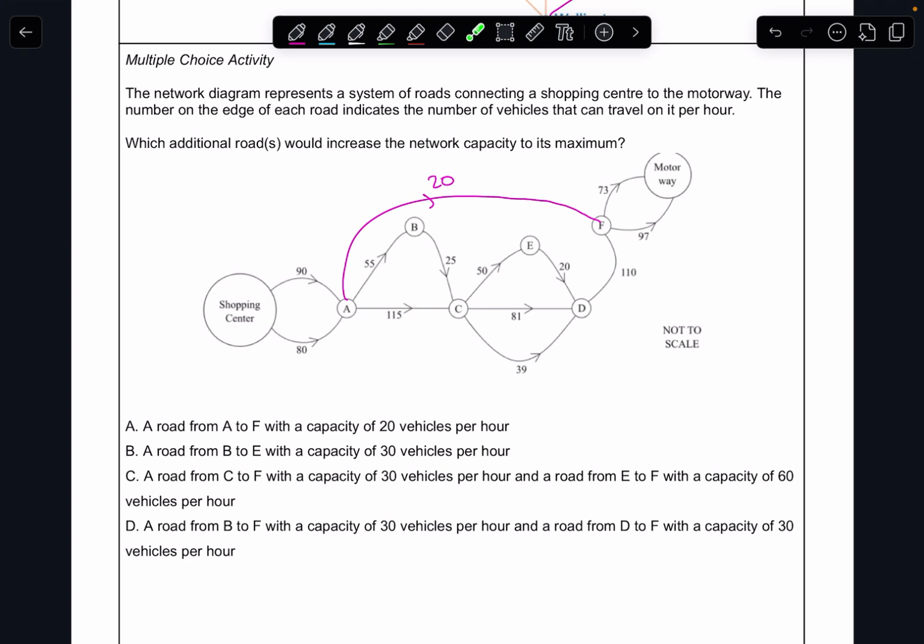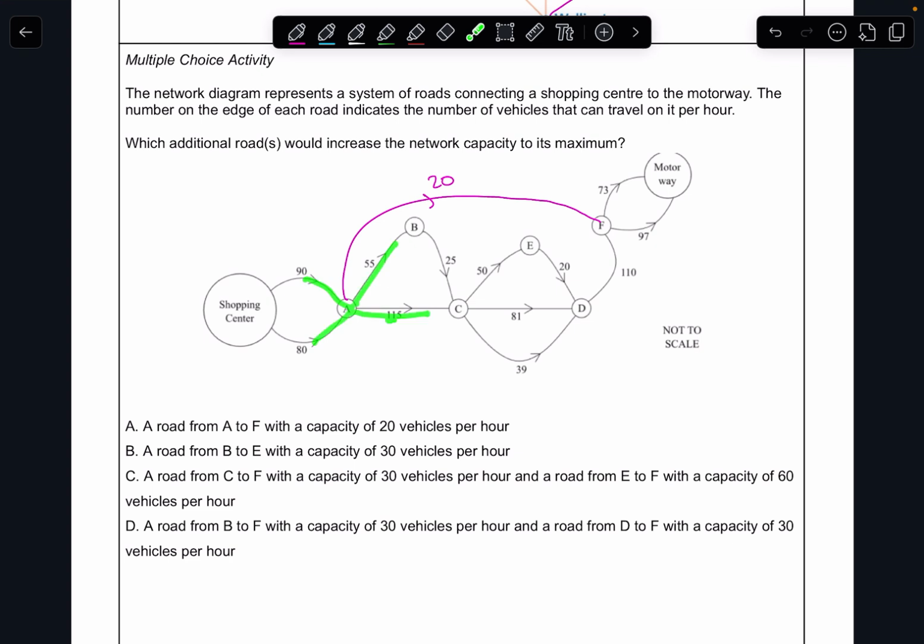So that's 170 there. Okay, hold on. So 90 and 80 is 170 coming in. So that's 170 coming in. 55 and 115 is 170 going out.